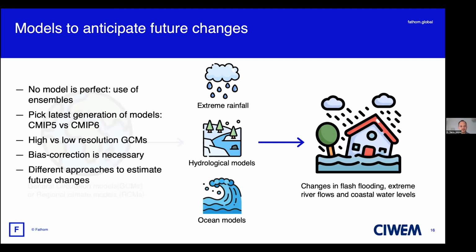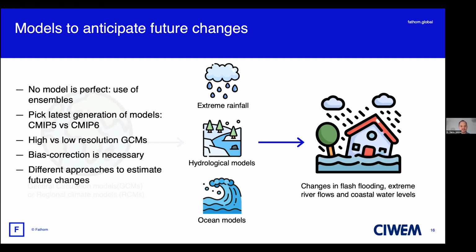But there are a few things to keep in mind, really, when working with climate models, or any models, actually. And the first one is that no model is perfect. And so it's really important to not work with a single model, but to work with an ensemble of models to sample the uncertainty in the projections. It's also good practice to pick, when possible, the latest generation of models. For instance, for global climate models, the latest generation is CMIP6, and the previous generation was CMIP5.